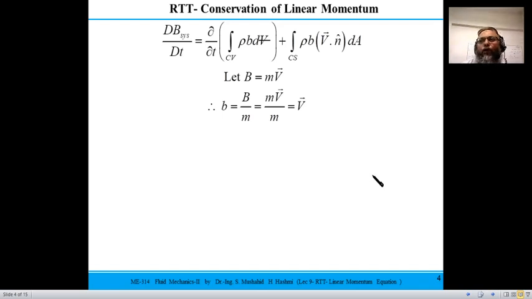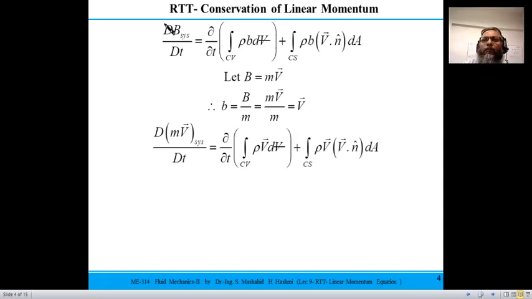Okay, what we need now, because we have the expression for the Reynolds transport theorem, is to substitute capital B on the left hand side, and small b on the right hand side of this Reynolds transport theorem. Because capital B is momentum, mass times velocity, I have put it here on the left hand side, and instead of small b I have substituted the velocity vector, so the rest remains the same.